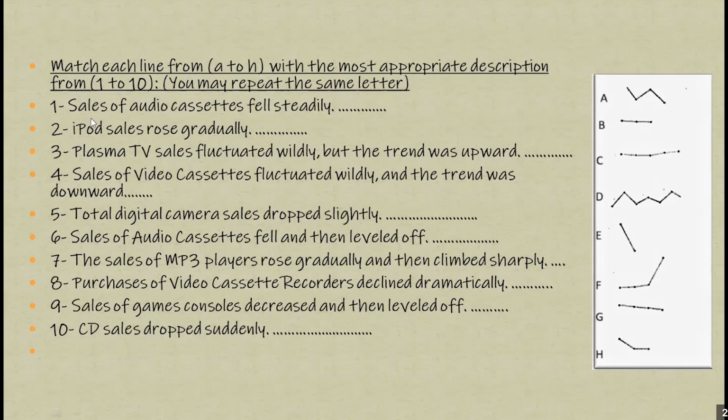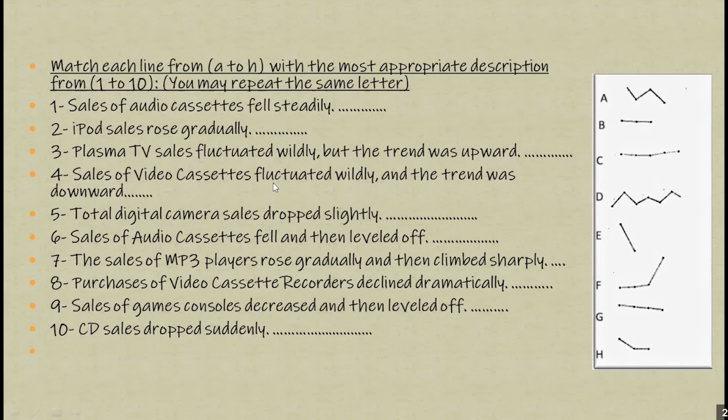Here are the lines. Sales of audio cassettes fell steadily. So which one of them indicates a steady fall? iPod sales rose gradually. Plasma TV sales fluctuated widely. To fluctuate means to go up and down like that. But the trend was upward. So if there's a fluctuation, it means that the line is going up and down. And if the trend is upward, that means that the first point is below the last point. So it's going up and down, up and down, up and down, but the last point is higher than the first point.